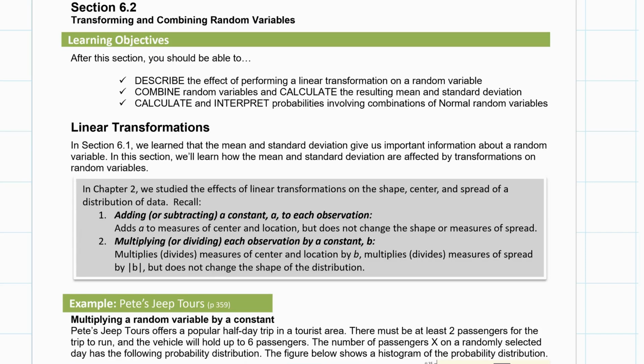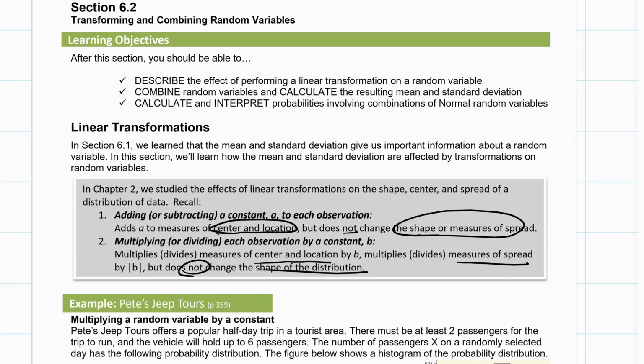In a previous chapter, we learned about linear transformations. If you add or subtract a constant to every observation in a distribution, it affects center and location, but does not affect shape or spread. We also talked about the fact that if you multiply everything by a constant b, it affects center and location and spread, but doesn't affect shape. We're going to look at that same idea with random variables.